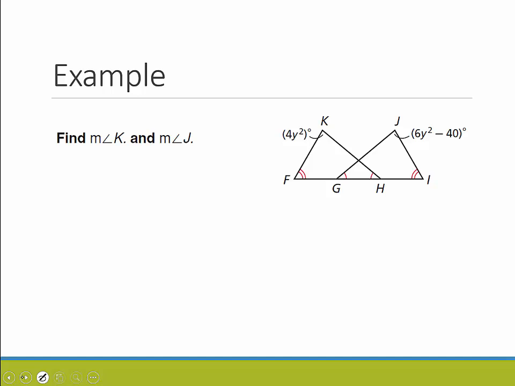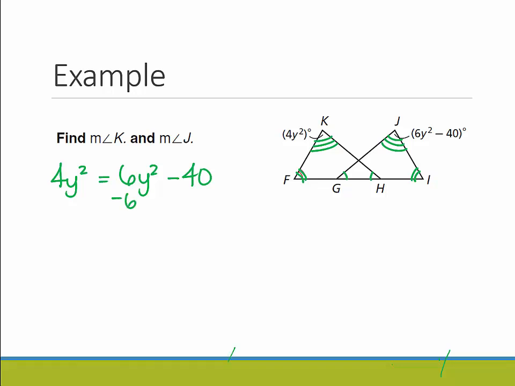So let's use that one. In these triangles that overlap, I know that angle G and angle H are the same, and angle F and angle I are the same. So that means that with whatever degrees are left, angle K and angle J have to also be congruent. So I know that 4y squared has to equal 6y squared minus 40.